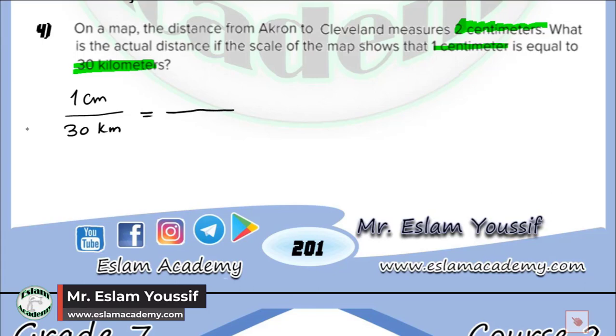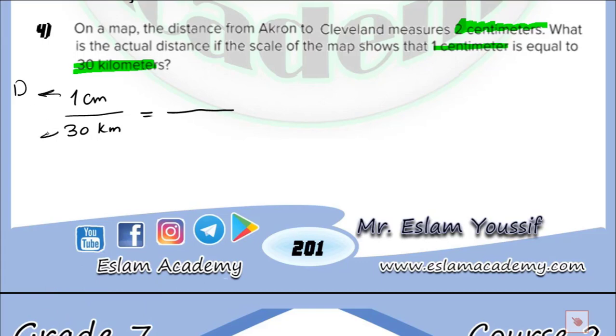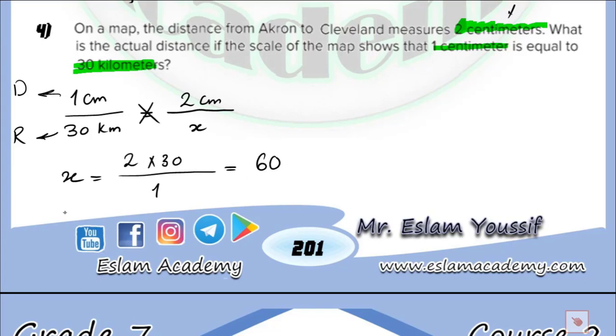That will be equal. We need to find the actual distance. We said the first one is the length in the drawing and the second one is the actual or real length. So we need to find the real length, which is x. The length on the map is equal to 2 cm, so just write 2 cm here. Now we need to find the value of x. To find the value of x we will use cross multiplication. The number opposite to x will be written down, and now we multiply 2 by 30 up. 2 times 30 divided by 1, by multiplying you will find that the answer will be 60. Because we need to find the actual length, it will be equal to 60 km.